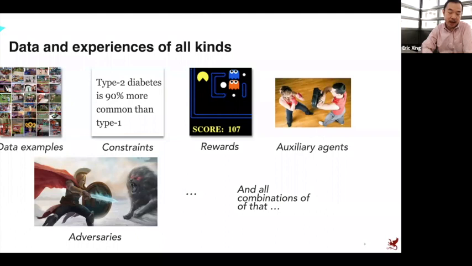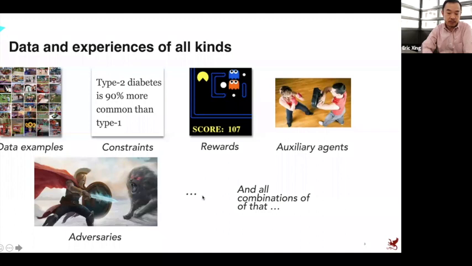And in other cases, we may collect adversarial experiences where you have an agent working against you to defeat your algorithm or compromise your solutions. And these are, again, a type of experience our machine learning agents also often face. And of course, not the least, we are going to have combinations of all that, which means any subset of these can be presented together to a machine learning agent.